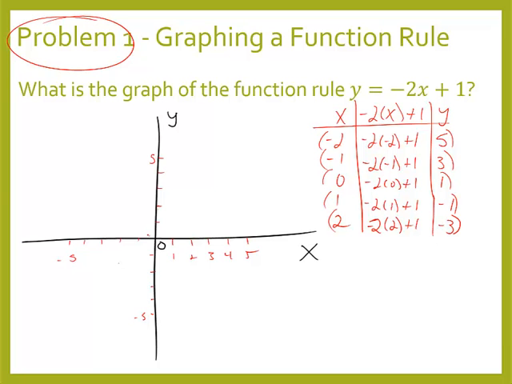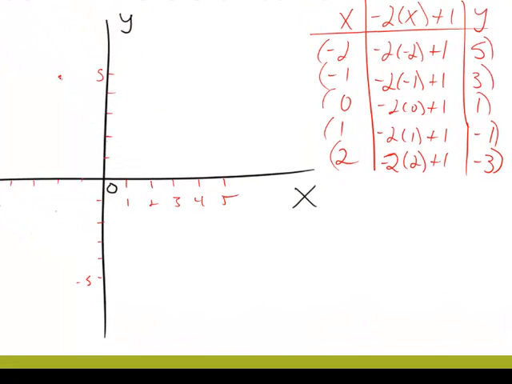So negative 2, 5 is way up here. Remember, you run before you jump. You go x, which is left and right first, and then y, which is up and down. And then negative 1, 3. So left 1, up 3. 0, 1 is you don't go left or right, but you go up 1. 1, negative 1. So right 1, down 1. And lastly, 2, negative 3. So right 2, down 3.